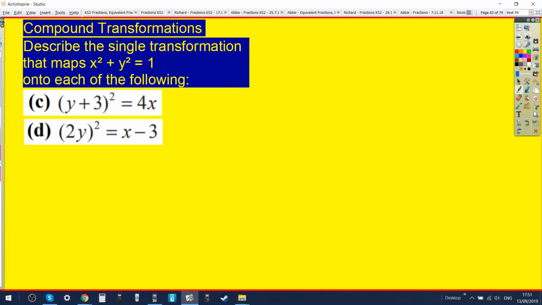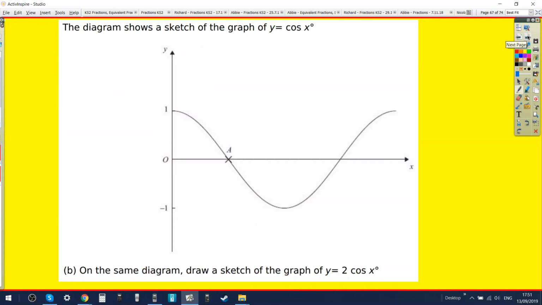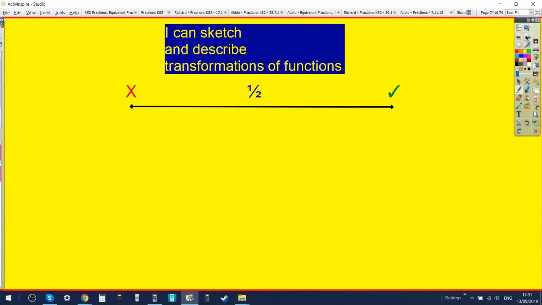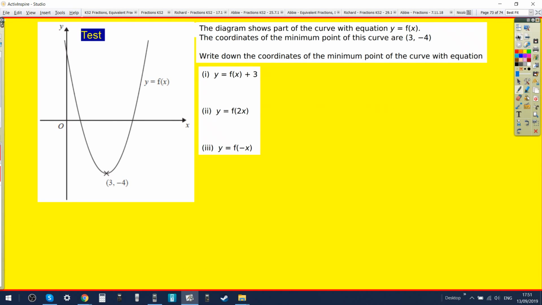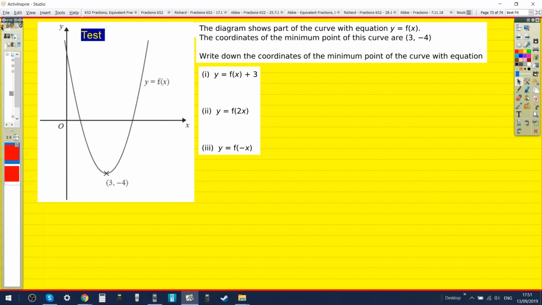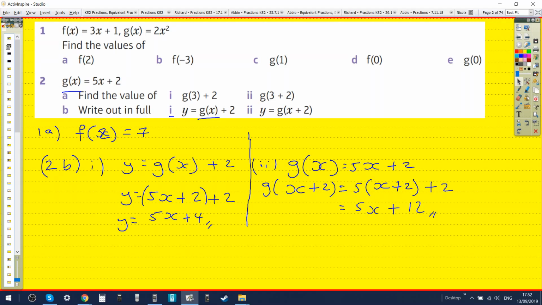That's enlargements. So this is our test. No, maybe I'll save that for another time because I think you've done enough of that stuff. So let's see. So translation just moves it up or down, left or right.